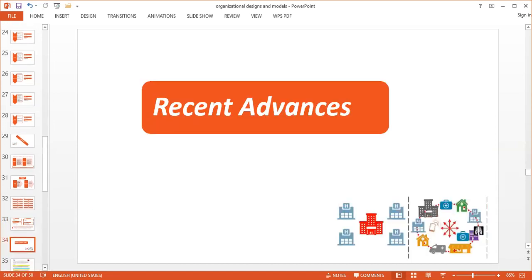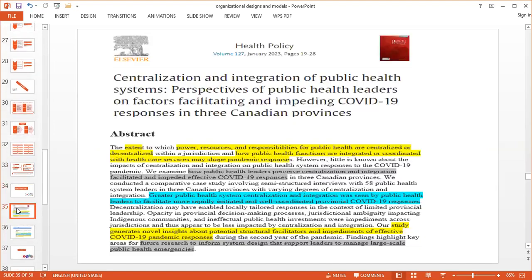Recent advances. We have shorter time, so I will only read the basic points. The first one is centralization and integration of public health system: perspective of public health leaders on factors facilitating and impeding COVID-19 responses in 3 Canadian provinces.